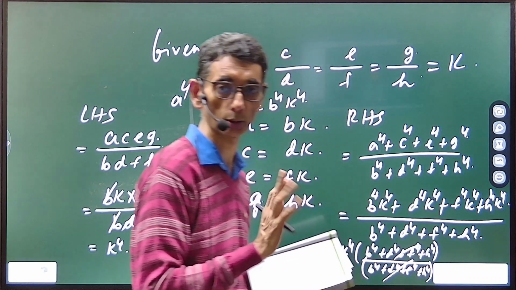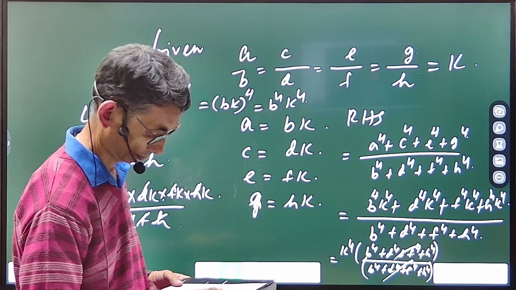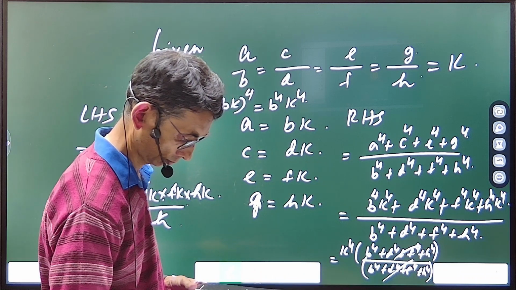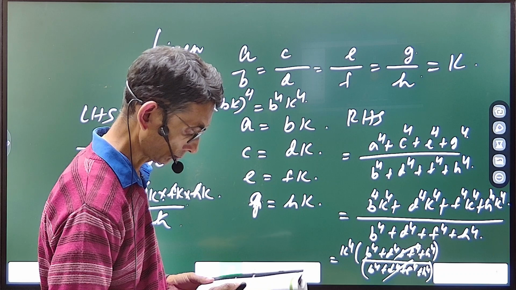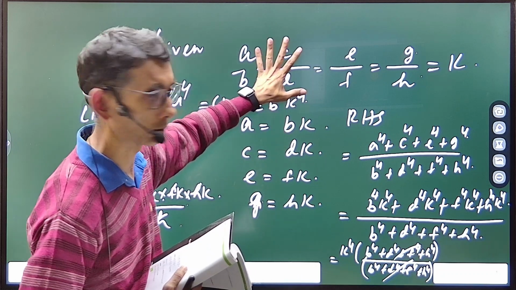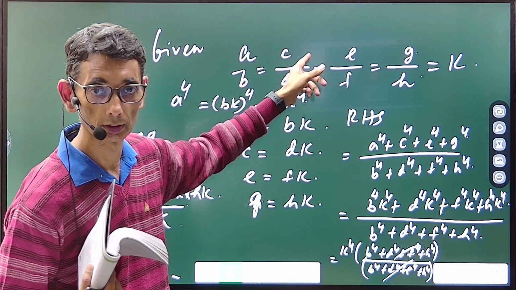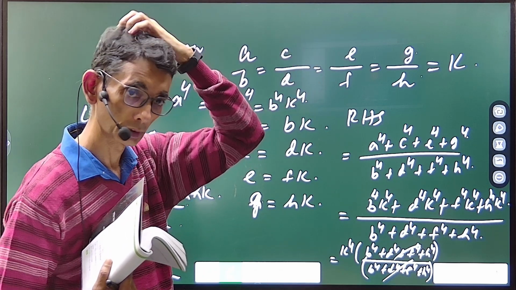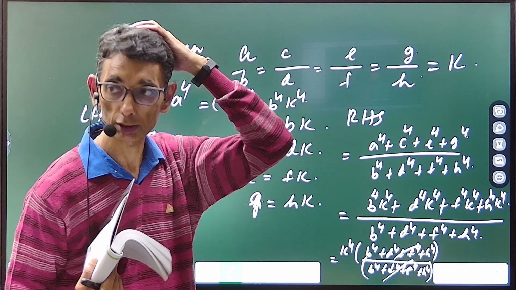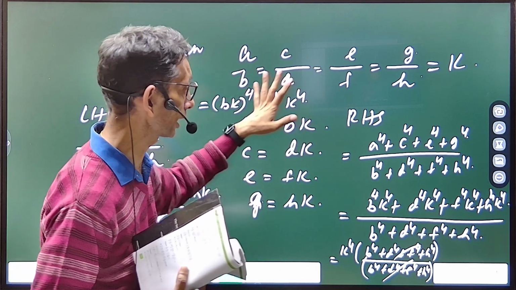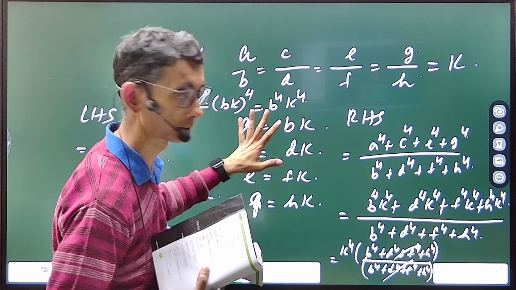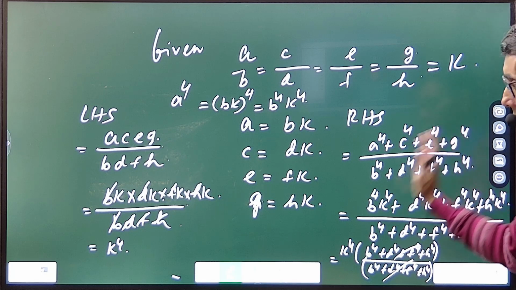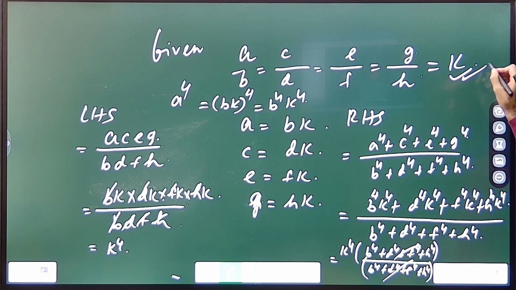Is it done? What is this method called? This method, which we solve with the help of the value of k, is called the k method in proportions. It's a very important method. Using the k value, you can find the answers. So many questions will be done with the help of k. Right?